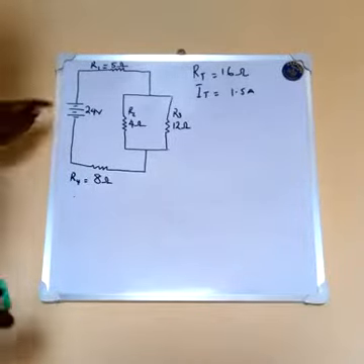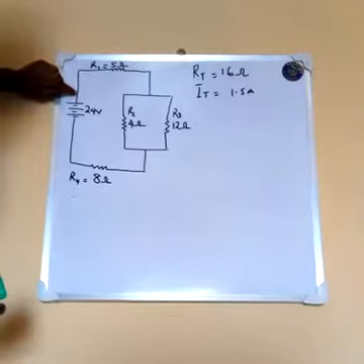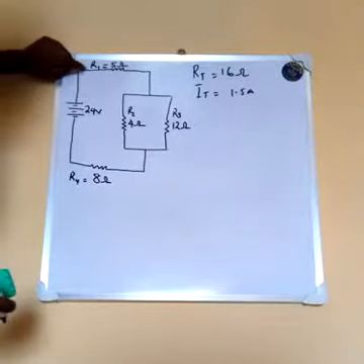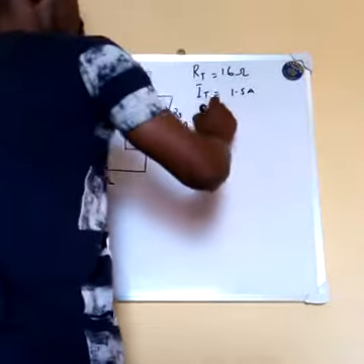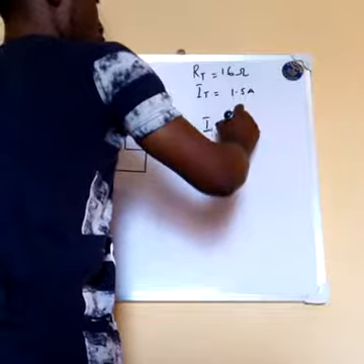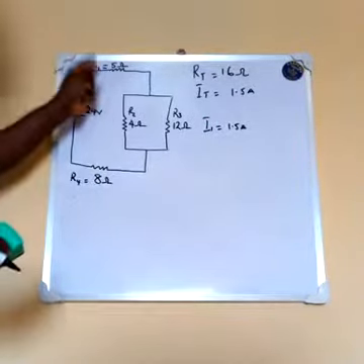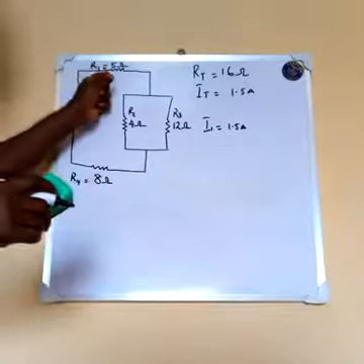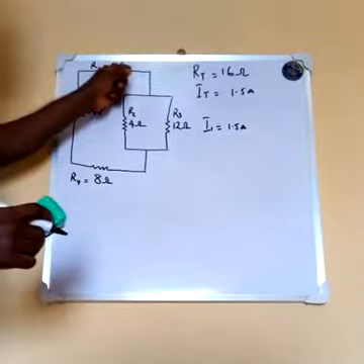Then for R1, the current will emanate from the source. The current is flowing. The current will pass through the R1 resistor. So you can see that I1 equals 1.5 ampere. R1 is in series, so the current is 1.5 ampere.